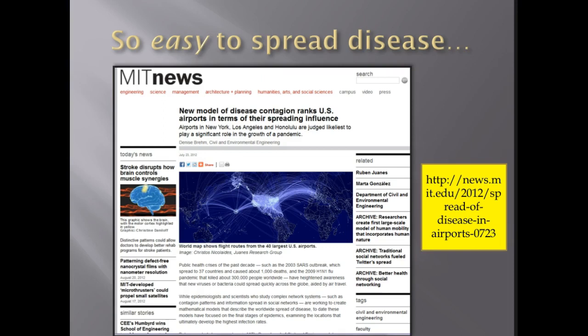This is the MIT graduate student simulation slide we alluded to earlier. If you go to this website here, you can actually watch the simulation real time. It was a new model of disease contagion that ranks U.S. airports in terms of their spreading influence, how quickly this could spread throughout the entire world by just targeting these 3 airports. They modeled this out.